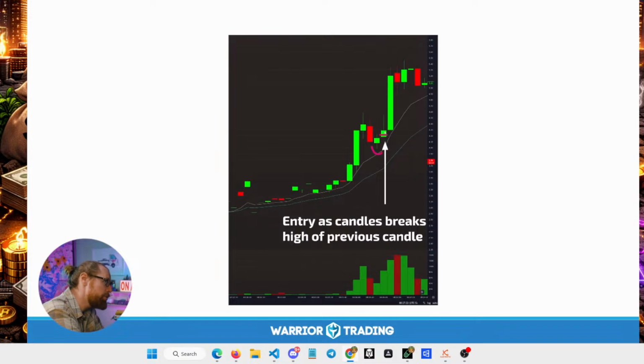First candle to make a new high, would you buy there? I hope so. What's your max loss? Low of that pullback, right? When you're doing these pullback trades, you stop at the low of the pullback. So your pullback is here, that's your max loss. Your profit target is a retest to the high.